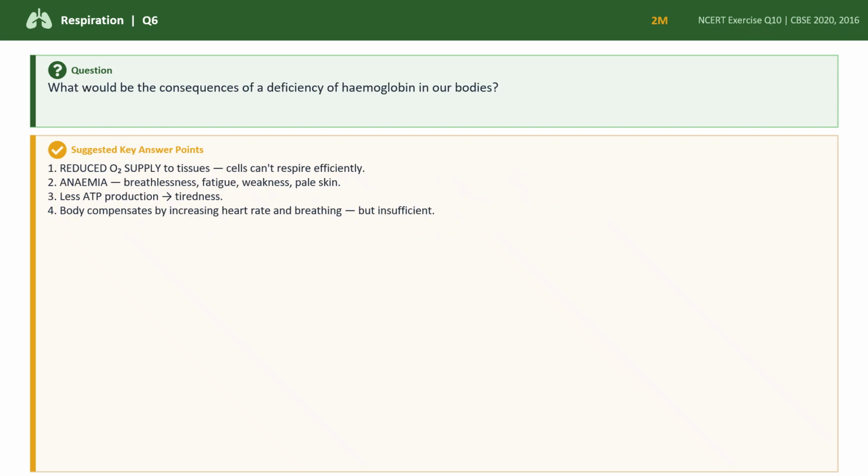What would be the consequence of a deficiency of hemoglobin in our bodies? It's a 2 mark question, and it came in the board exam in 2020 and 2016. Reduced oxygen supply to tissues, so cells can't respire efficiently, right? So anemia. Sometimes doctors check us and tell us we are very anemic. So what happens? Breathlessness, fatigue, weakness and pale skin, with less ATP production, and we also feel very tired. The body compensates by increasing heart rate and breathing, but it is not sufficient.